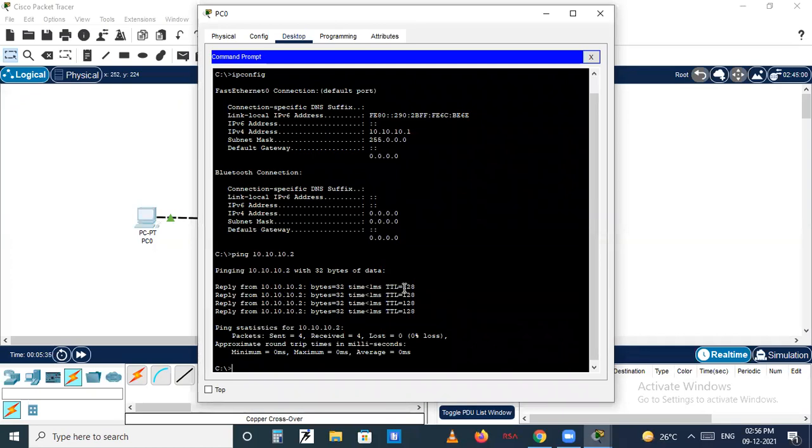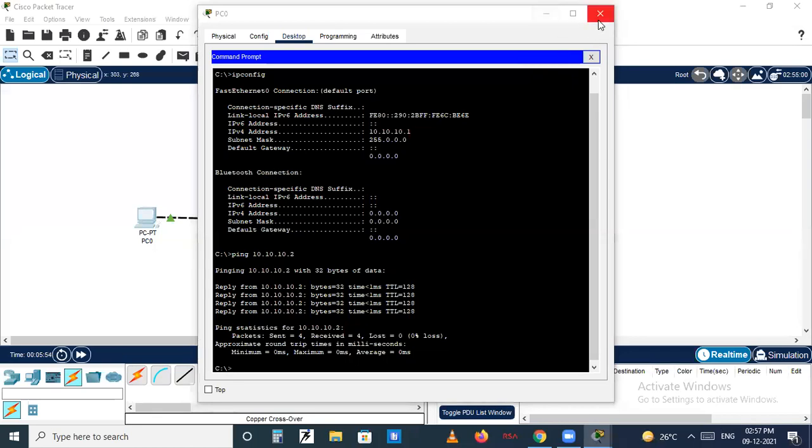TTL, time to live, is 128 seconds. This is some statistics: packets sent 4, received 4, lost 0. So it is showing like this. It means we can send packets from here to there and from there to here, from first to last and last to first.